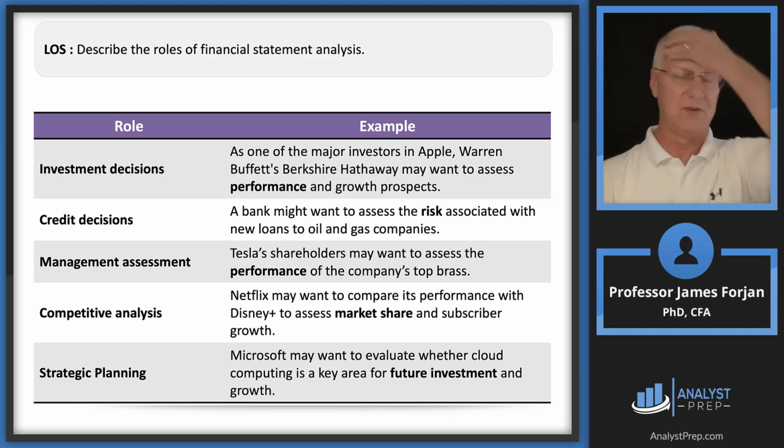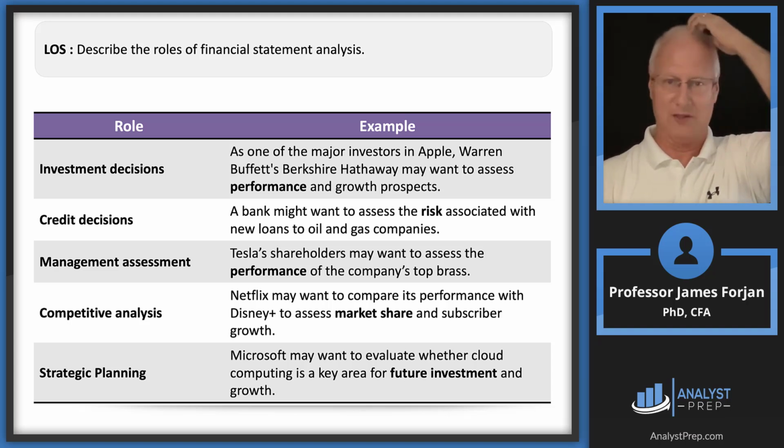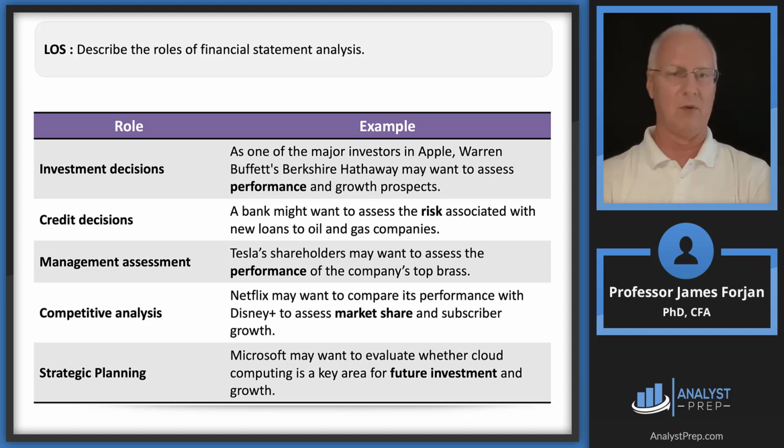How about credit decisions? Let's look on the right-hand side of the balance sheet. What do firms do all the time? They issue bonds, but they also go to the bank and take out loans. They might have a revolving line of credit. So we want to evaluate those credit decisions.